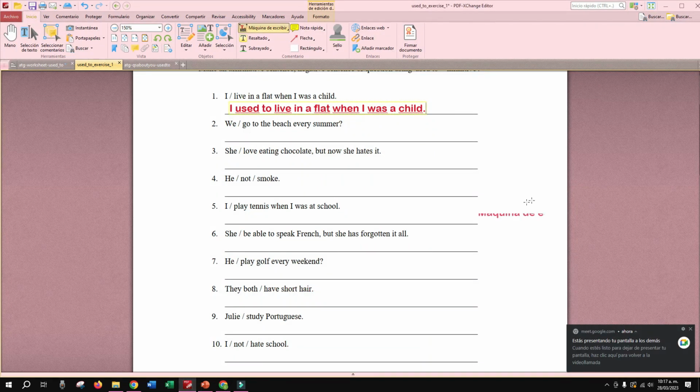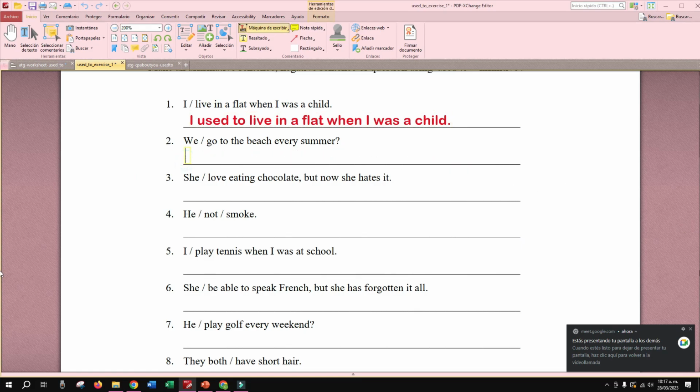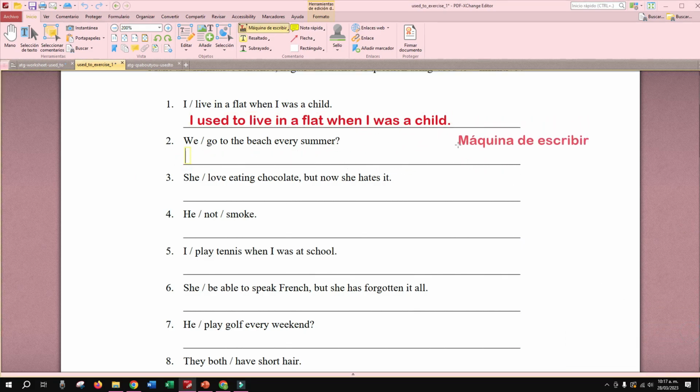Okay, girls, let's check them. Number 2, we go to the beach every summer. That's the question, right? We used to go to the beach every summer. That's an amazing one. Great. Did we, right, use with D, Diana? Or without it? We need the D there, no? Without the D, right? That's okay.